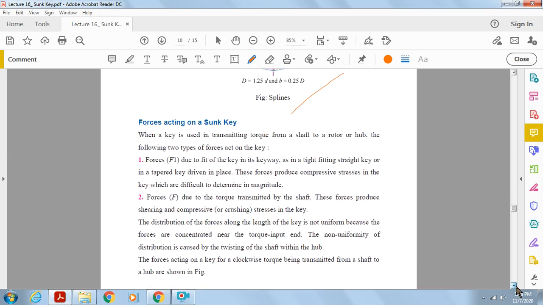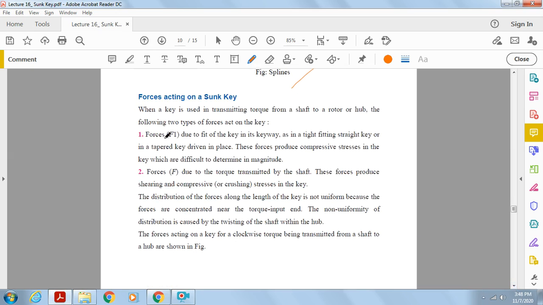Next, what are the different forces acting on a sunk key? When a key is used for transmitting torque from a shaft to a rotor or hub, the following two types of forces act on the key. First is the force F1 due to the fit of the key in its keyway, as in a tight fitting straight key or in a tapered key driven in place. These forces produce compressive stress in the key, which is difficult to determine in magnitude.